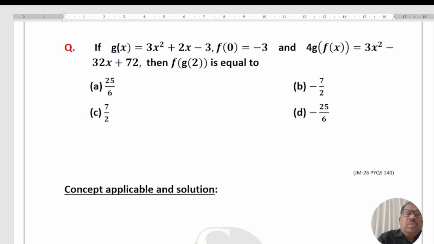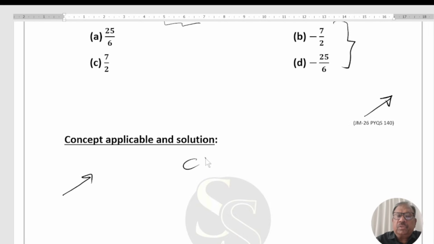The question is: if g(x) equals 3x square plus 2x minus 3, f(0) equals minus 3, and 4 g(f(x)) equals 3x square minus 32x plus 72, then you have to find the value of f(g(2)). Four options are given, one of which is correct. This question is taken from JEE Main 2026 and is based on composite functions.